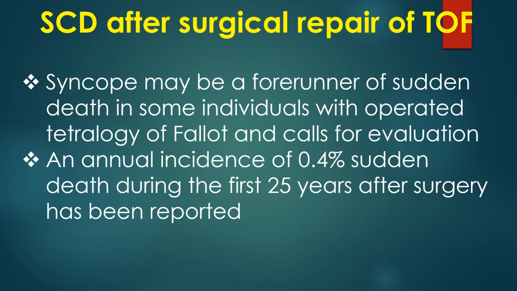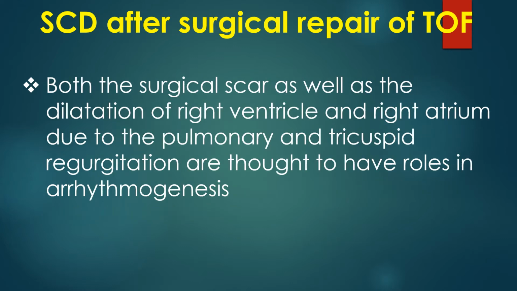An annual incidence of 0.4% sudden death during the first 25 years after surgery has been reported. Both the surgical scar as well as the dilatation of the right ventricle and right atrium due to the pulmonary and tricuspid regurgitation are thought to have roles in arrhythmogenesis.